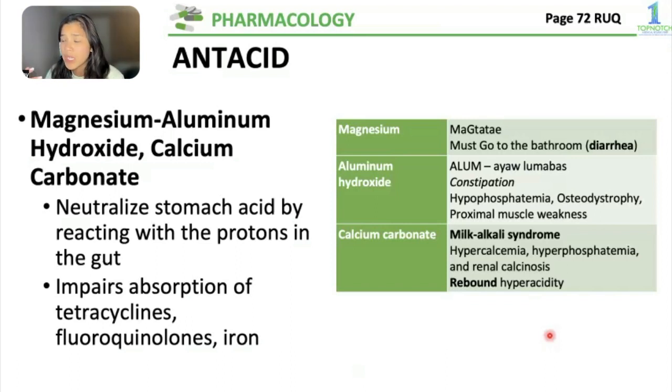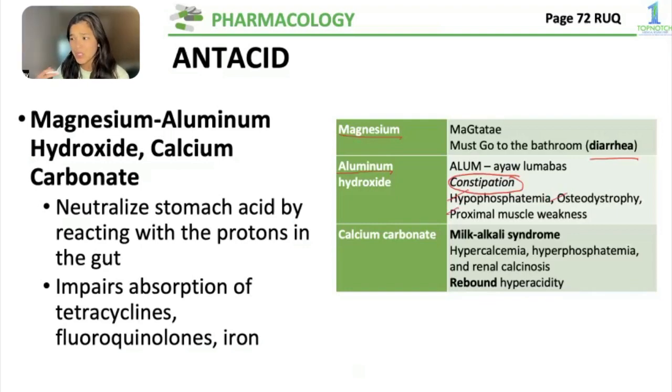And one thing in terms of the side effects that we need to note, especially with magnesium and aluminum, is Mg for magtatae, okay? Magnesium hydroxide is known to cause diarrhea, whereas ayaw lumabas, aluminum hydroxide can cause constipation, okay? Aluminum hydroxide can also cause other side effects like hypophosphatemia, osteodystrophy, and proximal muscle weakness when taken in excess.